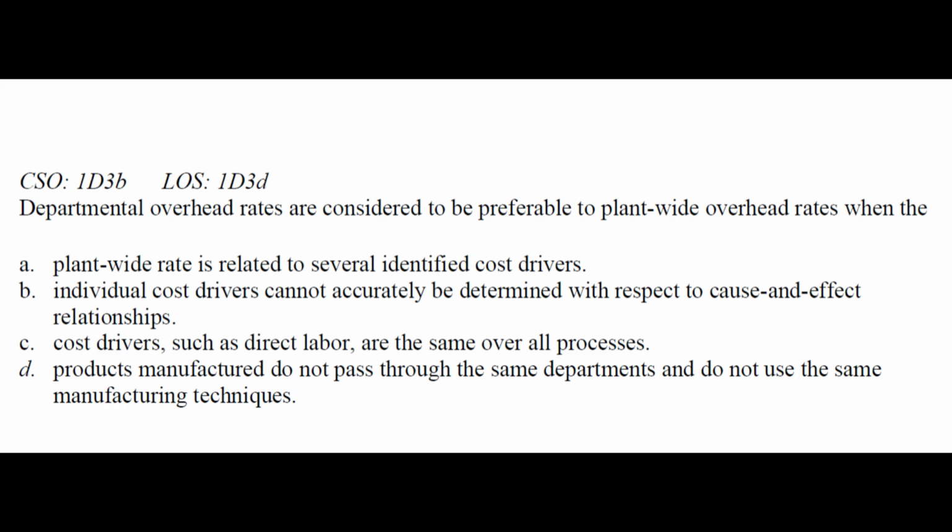D. Products manufactured do not pass through the same departments and do not use the same manufacturing techniques. Correct. When products go through different departments, use different processes and cost structures, a plant-wide rate becomes inaccurate, so departmental overhead rates are preferred to better match costs with activities. Correct answer. D. Departmental overhead rates are most appropriate when products use different departments and different production processes, because this allows overhead to be assigned more accurately based on department-specific cost behavior.